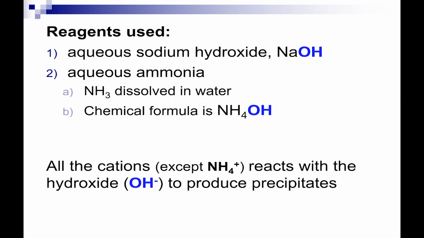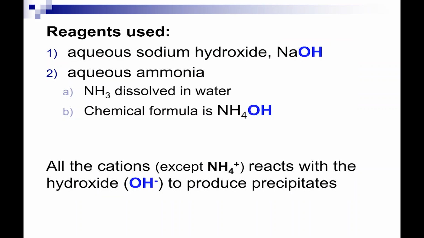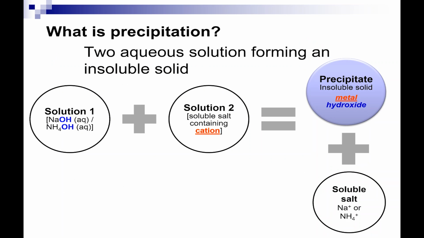Cations are identified based on their reactions with two reagents, aqueous sodium hydroxide and aqueous ammonia. Please note that the chemical name of aqueous ammonia is ammonium hydroxide, with the chemical formula NH4OH. All the cations except ammonium ion react with the hydroxide ion in aqueous sodium hydroxide and aqueous ammonia to produce precipitates. First, let us recall what is a precipitation reaction.